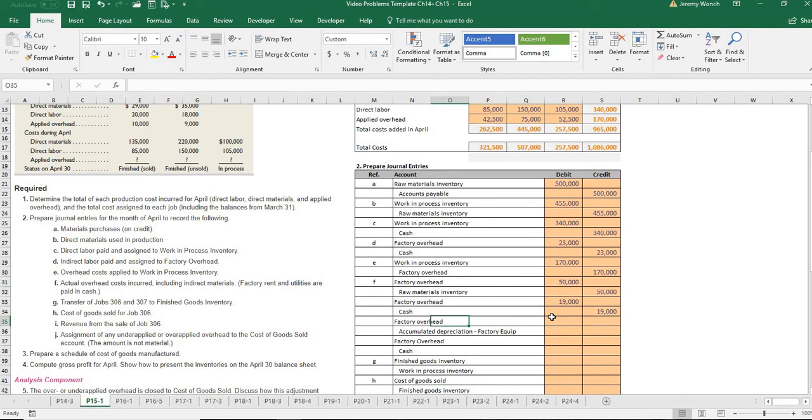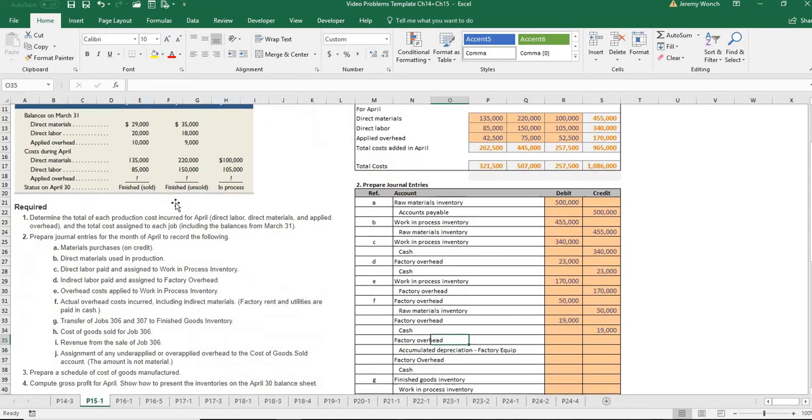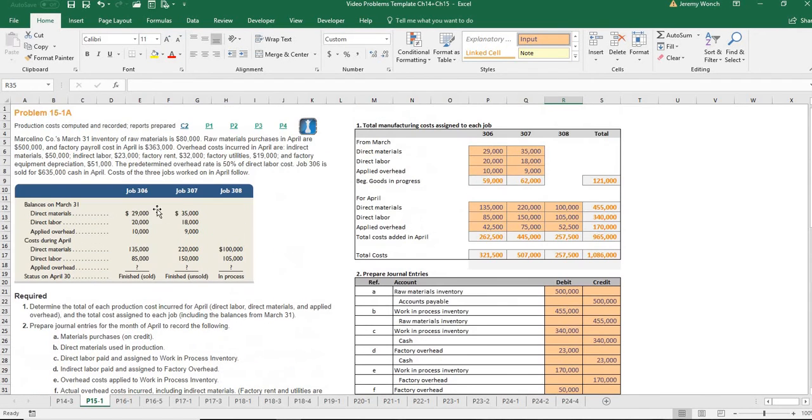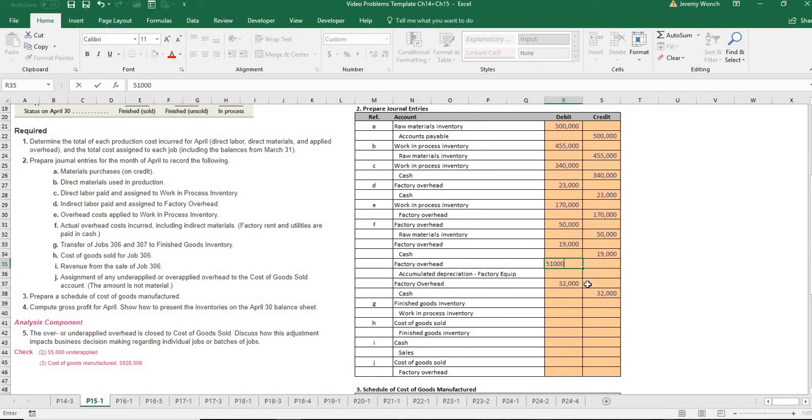All right, so the next one here is our factory rent of $32,000. Oh, so that's actually going to be, let's skip that down. This one is depreciation. So how much depreciation did we have here? Okay, depreciation is $51,000. So that's going to increase our overhead bucket.